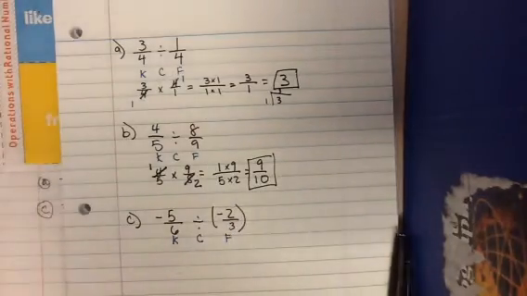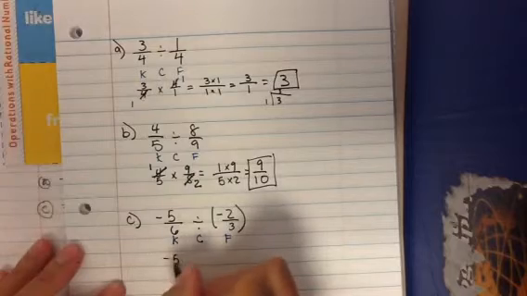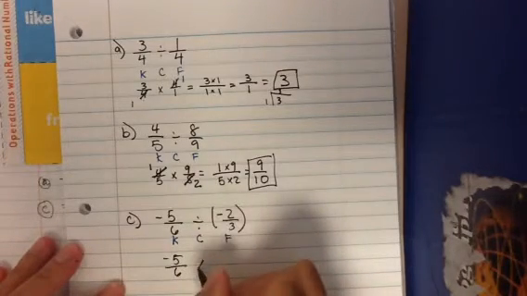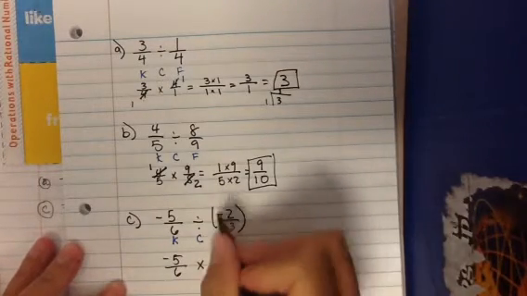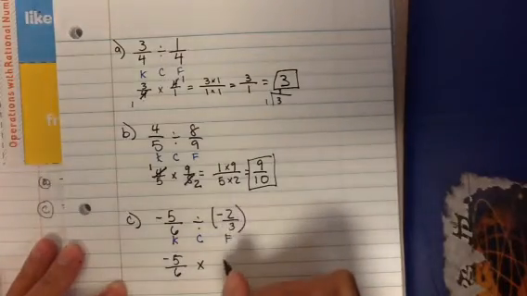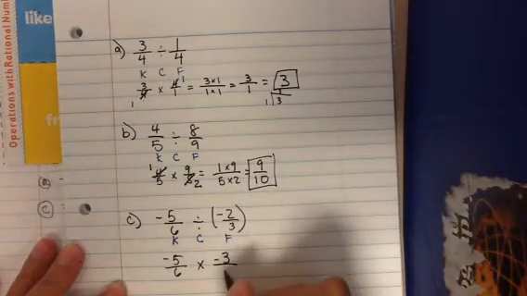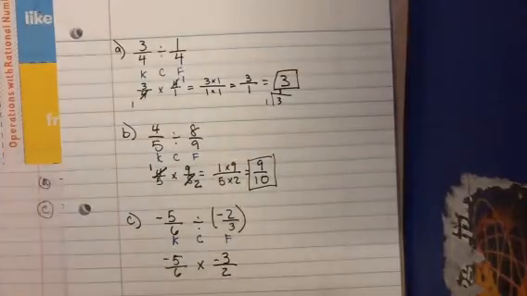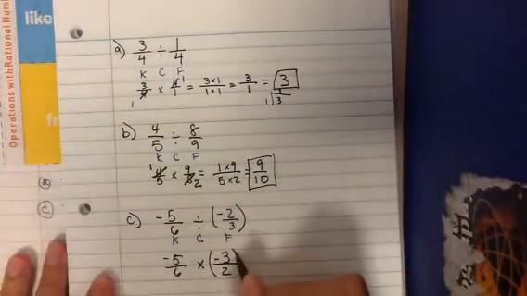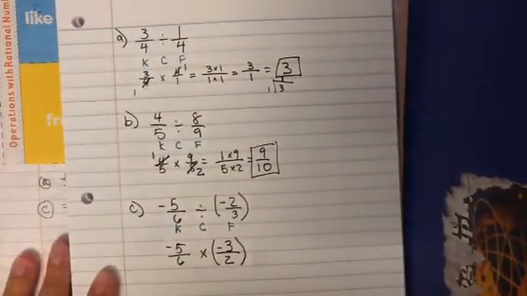We're going to keep the -5/6. We're going to change division to multiplication, and we're going to flip this last fraction, -2/3, to -3/2, always keeping that negative in the numerator. I like to hug it in so that it doesn't get confused with the other numbers.